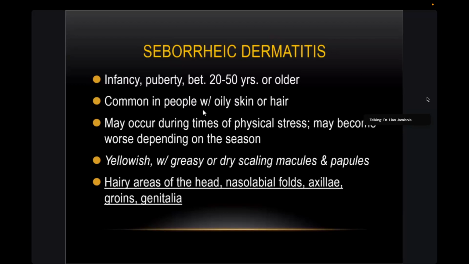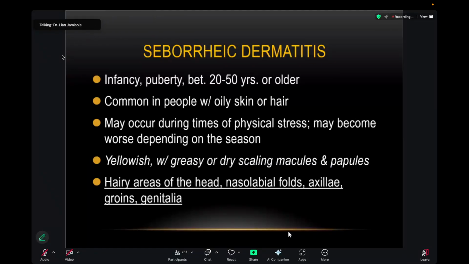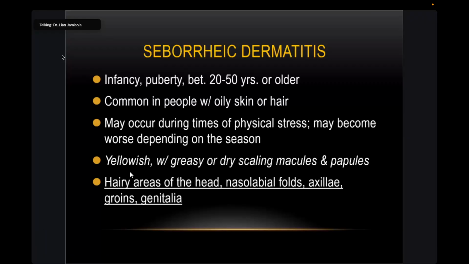So this is common in people with oily skin or hair and may occur during times of physical stress and may also become worse depending on the season. Actually, they're worse kapag medyo malamig yung season or the transition from hot to cold. So it presents as yellowish, pwedeng greasy or dry scaling. Those are your secondary lesions. And then, ang primary lesions nyo for seborrheic dermatitis are the macules and papules. These are usually seen on the hairy areas of the head, the nasolabial folds, can be seen on the axilla, groins, especially for infants, and genitalia as well.